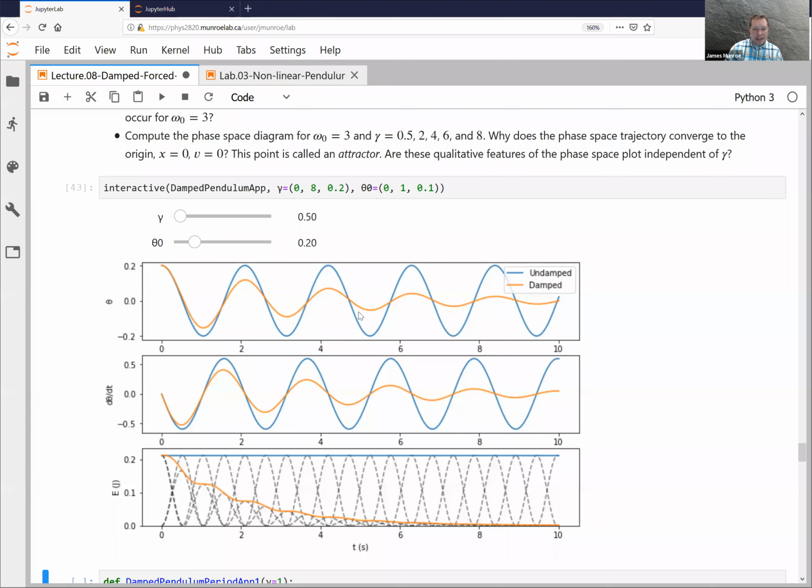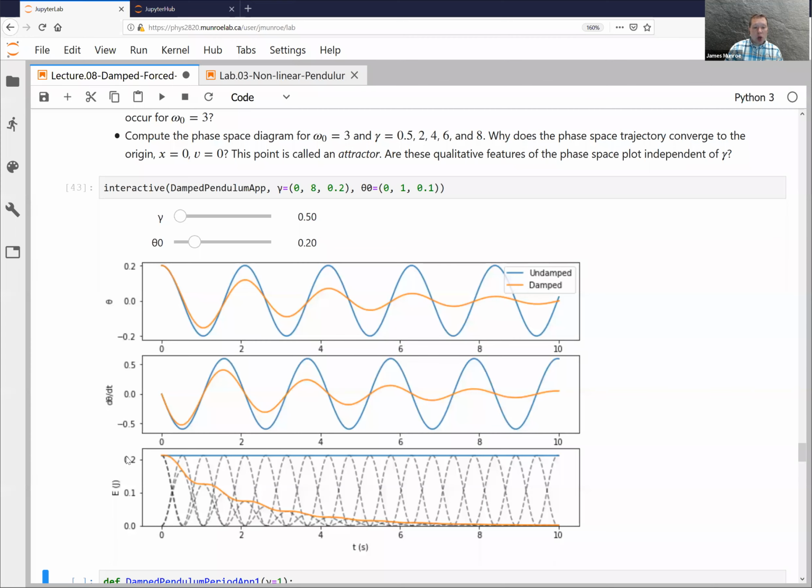And you can see that it's decaying in time all the way through. Why is it decaying? Because every time it goes through the operations, you can see that its kinetic and potential energy are getting smaller and smaller. The dashed lines are the kinetic and potential energy. The solid lines are the total energy of the system.